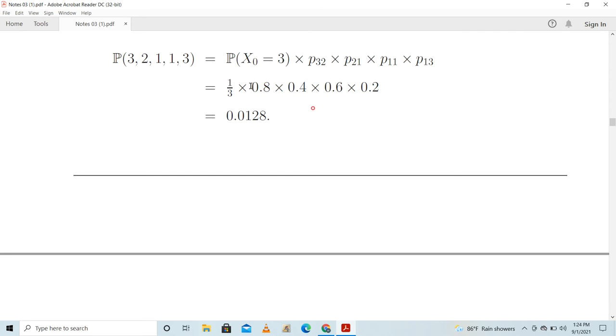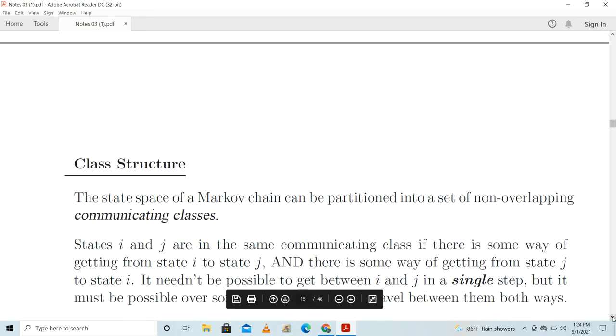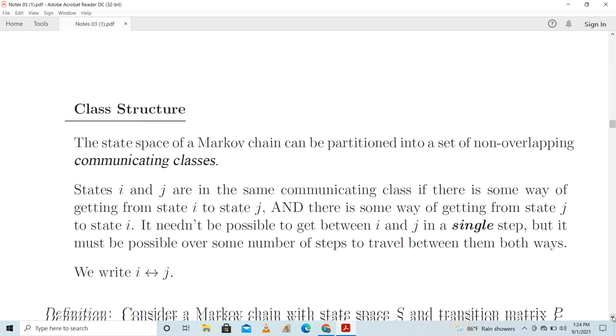Right, we can just substitute the value there. So then we can check the probability of going from 2 to 1, that is 0.4. Then 1 to 1, 0.6. Then 1 to 3, 0.2. By multiplying these values, we can find the probability of the trajectory. I hope the trajectory part is clear with y'all.